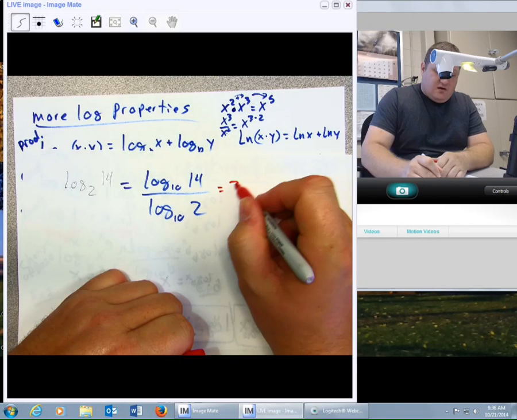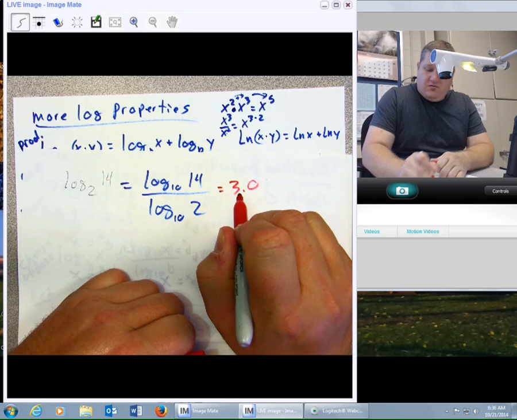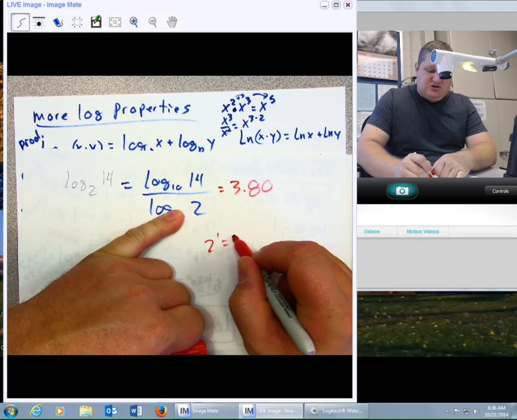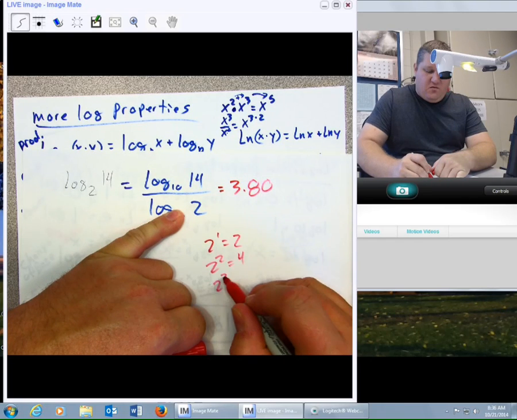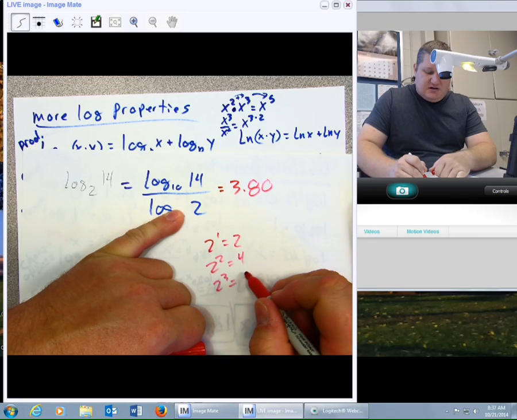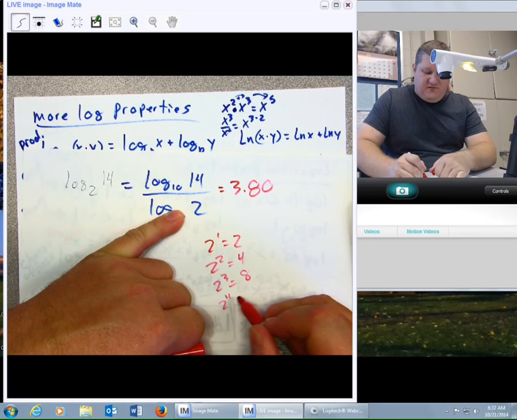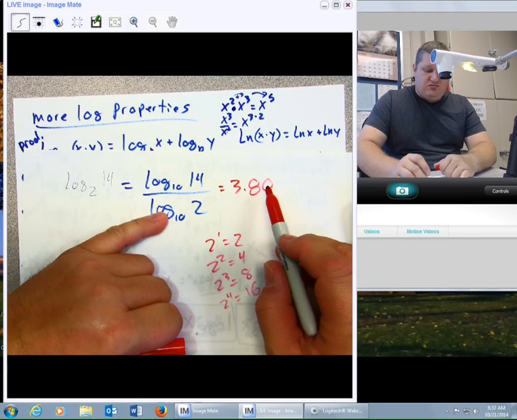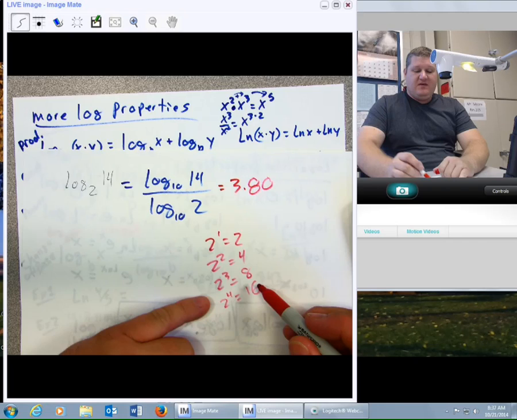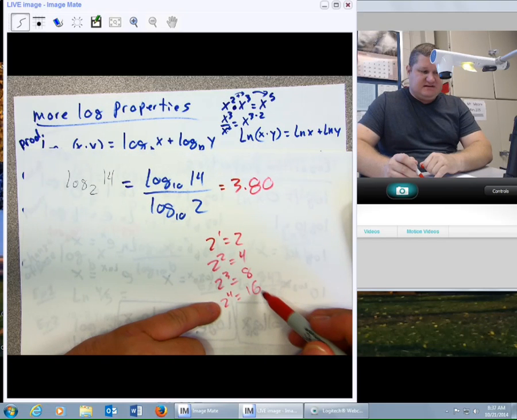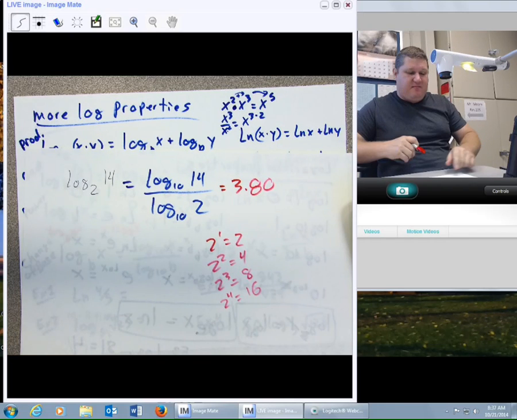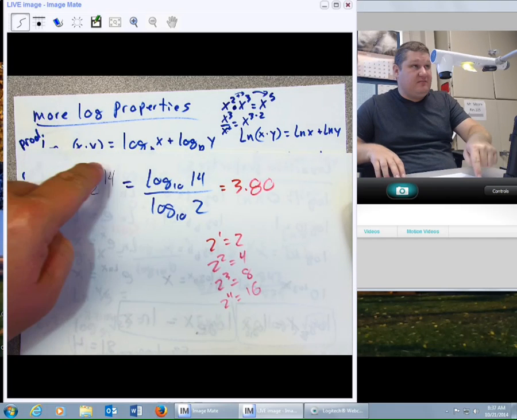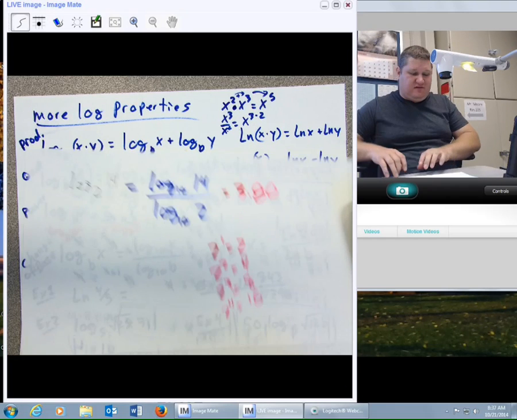So that equals 3.80. Now, it kind of makes sense because 2 to the first is 2. 2 squared is 4. 2 cubed is 8. 2 to the fourth is 16. So it makes sense that 2 raised to the 3.8th power would be 14 because 14 is between 8 and 16. So it makes sense that it's going to be in that ballpark. That is your change of base. You take whatever the big number, log of the big number divided by log of the base.